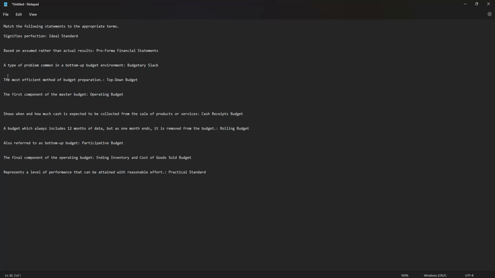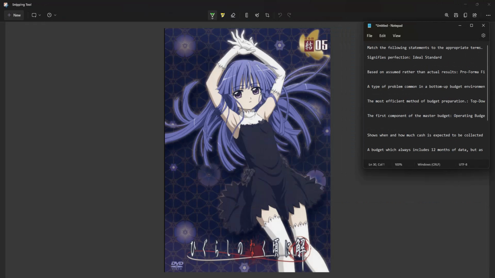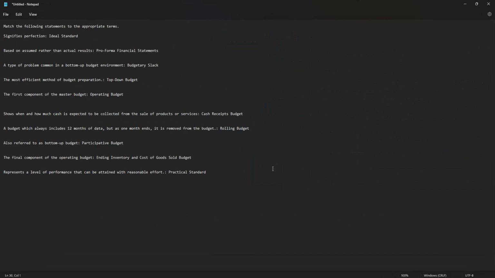The final component of the operating budget is the ending inventory and cost of goods sold budget, and it represents a level of performance that can be attained with reasonable effort. That is the practical standard. That's question 10. A lot of these are going to be more theory questions.